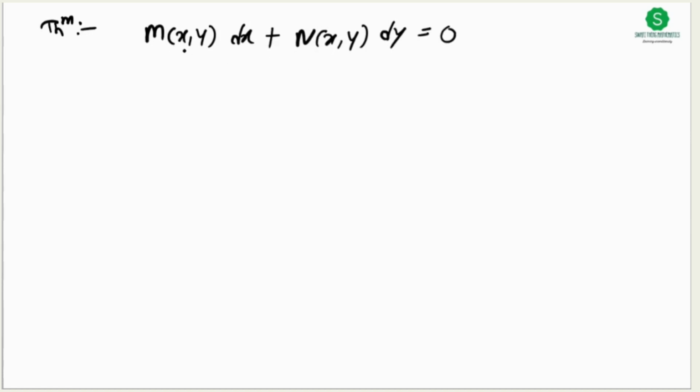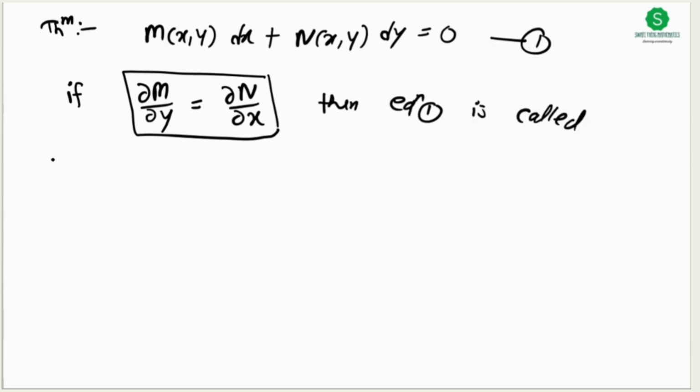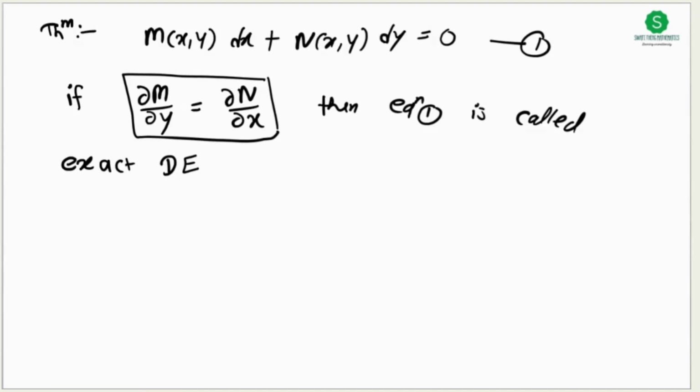The theorem says that if we are given a differential equation in the form M dx plus N dy, where M and N are functions of x and y, and if M and N satisfy the condition that del M by del y is equal to del N by del x, then our equation, let's suppose this is equation 1, is called an exact differential equation.